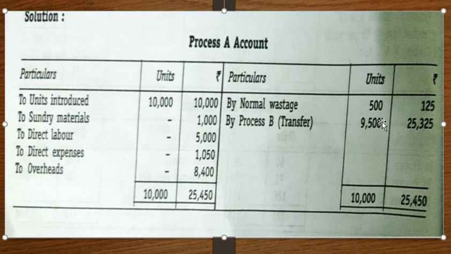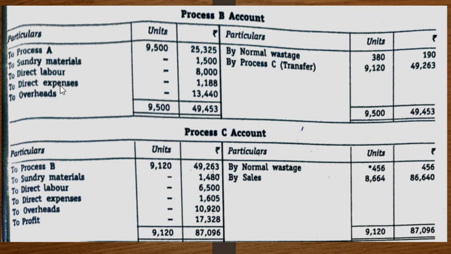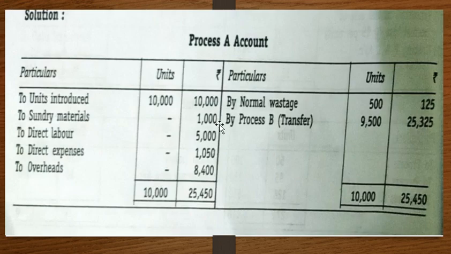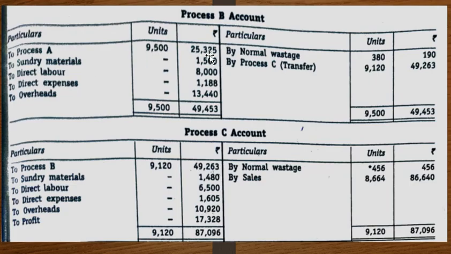So next we will get into process B's account. In the process B account, the output of process A will be the input for process B. So the output for process A was 9,500. As it is shown here, in the process A account, how much is it transferring to process B? 9,500 and the value is 25,325. So for 9,500 units, 25,325 is transferred.